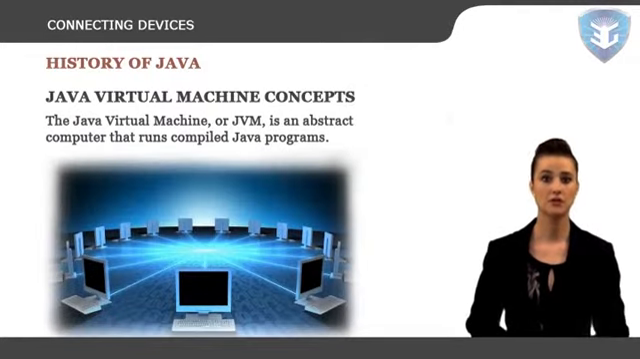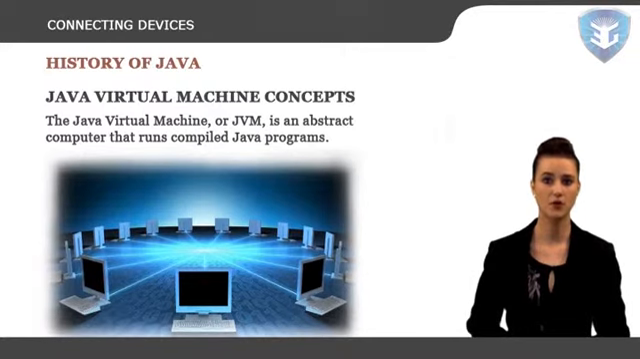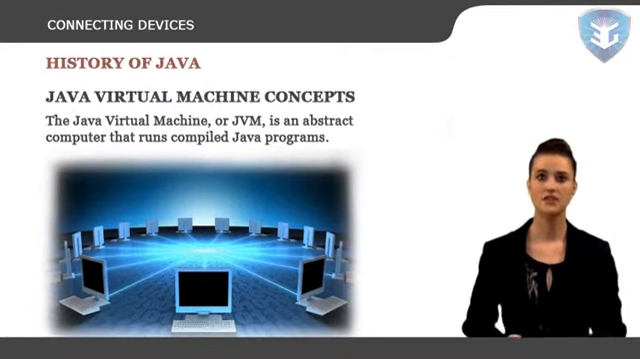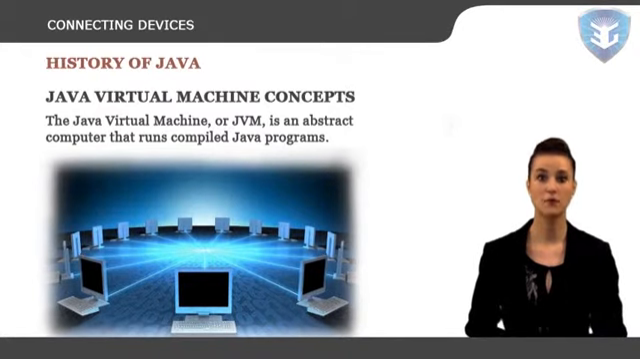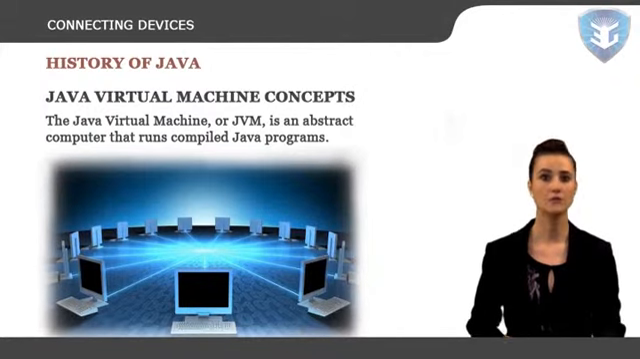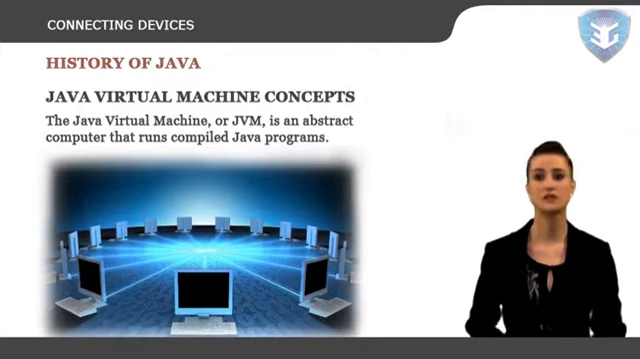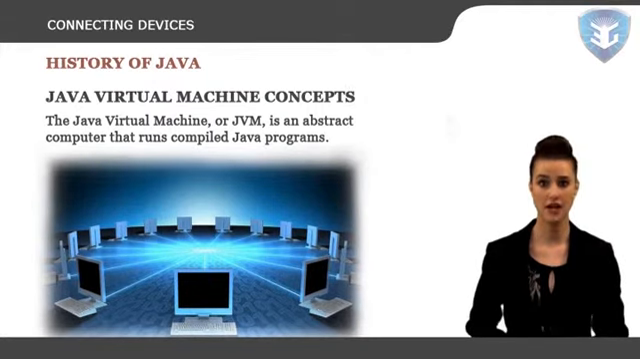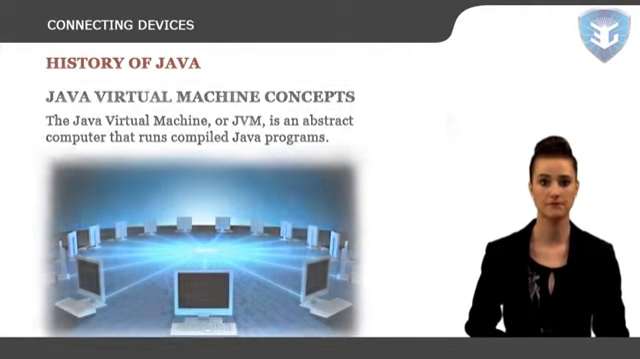The Java Virtual Machine, or JVM, is an abstract computer that runs compiled Java programs. The JVM is virtual because it is generally implemented in software on top of a real hardware platform and operating system. All Java programs are compiled for the JVM. Therefore, the JVM must be implemented on a particular platform before compiled Java programs will run on that platform.